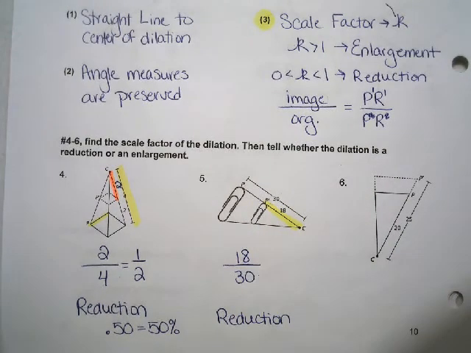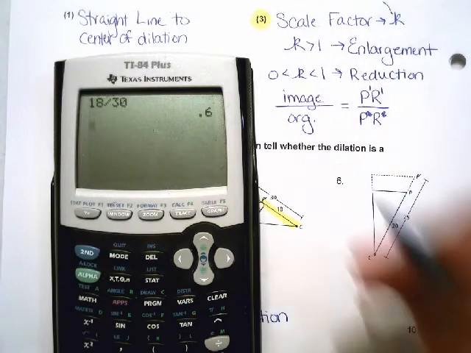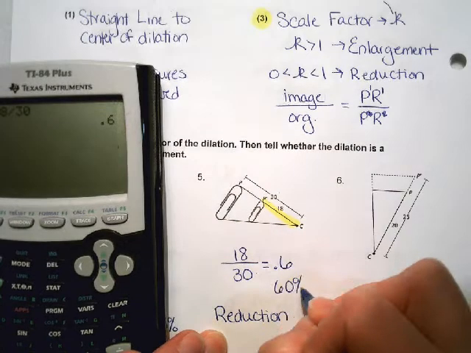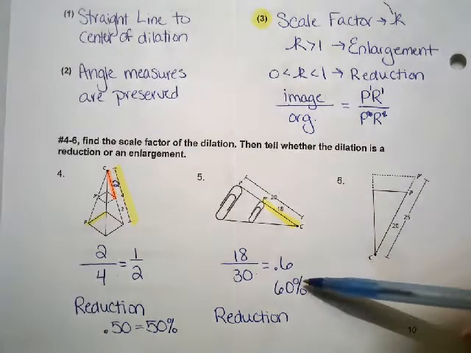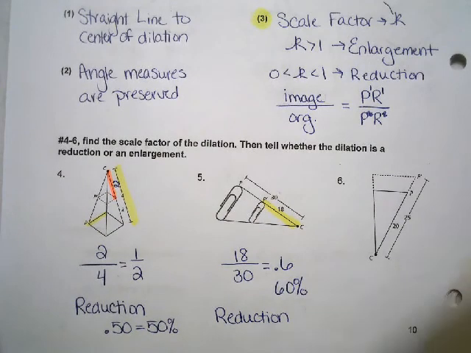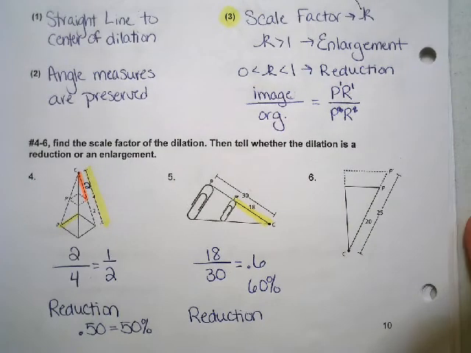So the original is 30. And again, if you want, I can reduce that, I can keep it, or if you want to just go 18 divided by 30, we get 0.6, which would be the same thing as 60%. It doesn't bother me which one you leave it in, but in the real world, I think a lot of people deal with percents more. So I think that's just more common. So why don't you go ahead and pause it here and calculate number 6.